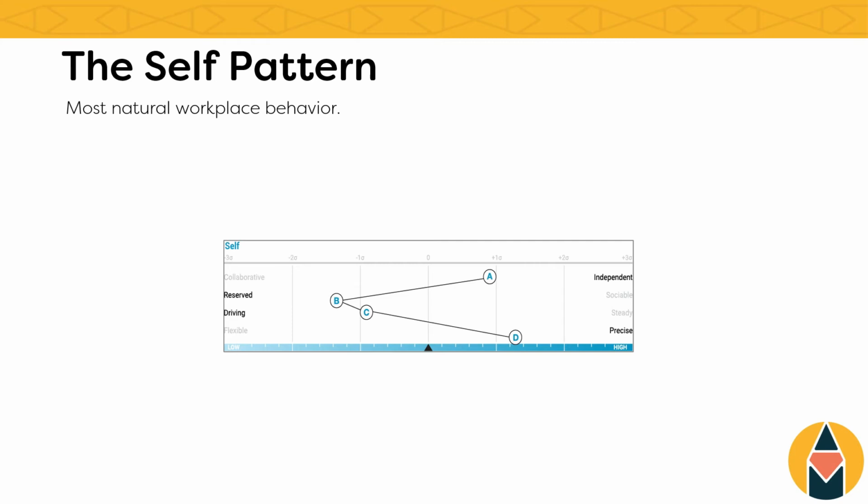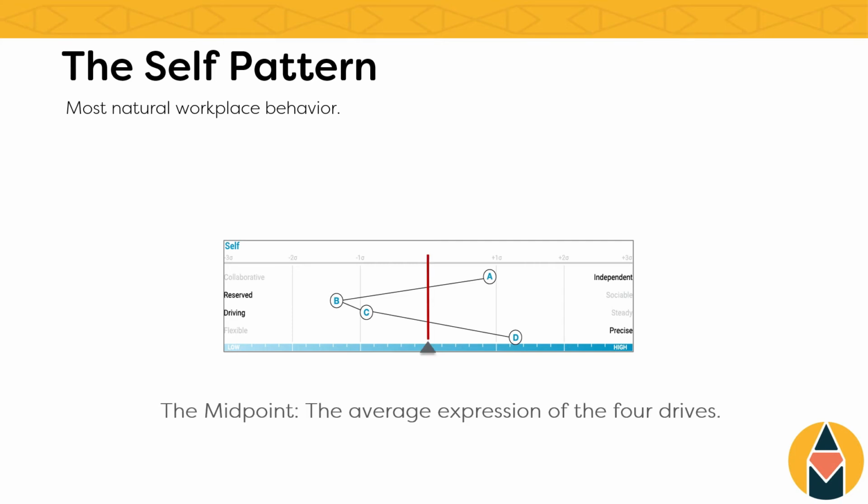Let's look at the self pattern here. So again, we have our midpoint, which is the average expression of the 4 drives. And it's indicated here by a triangle. It's calculated mathematically, but a good way to think of it is a balancing point. It's like 4 kids on a teeter-totter. If you have your pattern in front of you, take a moment to find your midpoint.